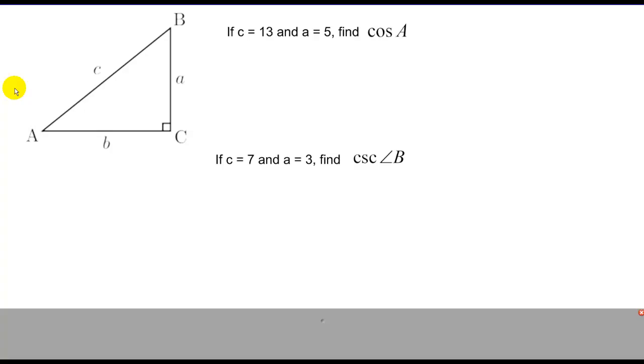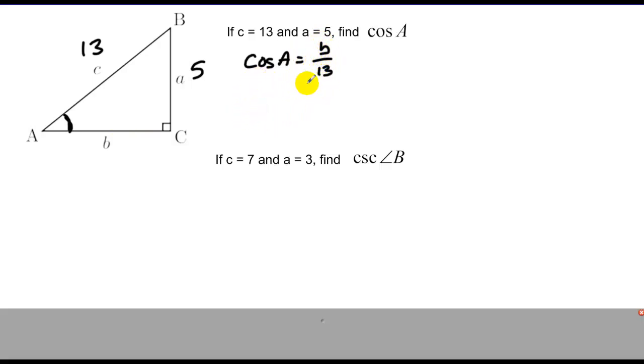Now, if we know that the side C is 13 and the side A is 5, and we want to find the cosine of angle A, so this angle here, well, we know the cosine is the adjacent over the hypotenuse, so the cosine of A is the adjacent side, that's the side next to, so that's equal to B over 13.